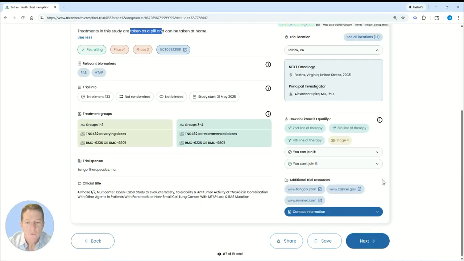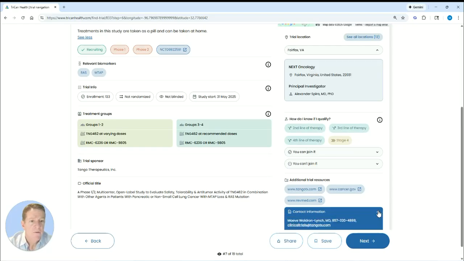If you're interested in the trial, you can then save it, share it with your family or your doctor, and you can even directly contact the folks that are running the trial to discuss enrollment.